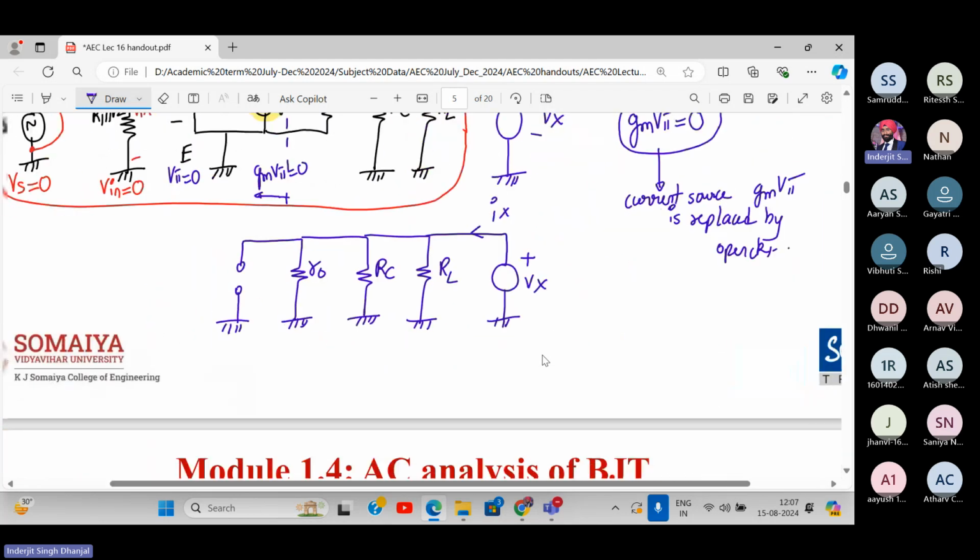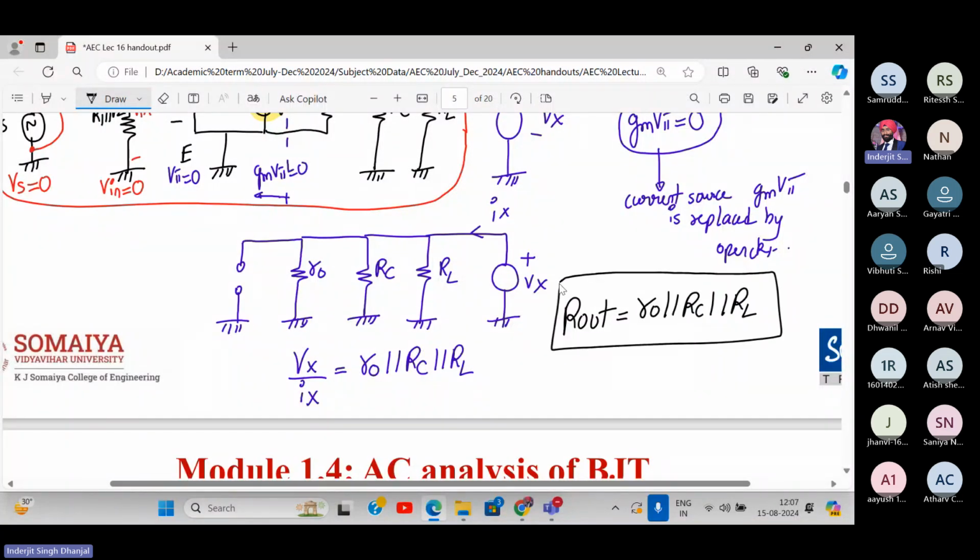Now, what do you see over here? Do you see all three resistances as parallel? Yes or no? So what is Vx upon Ix? Can you tell me? It will be Ro parallel to Rc parallel to RL. Got it? And what is Vx upon Rx? We have determined it is the output resistance, R out. So R out will be equal to Ro parallel to Rc parallel to RL.